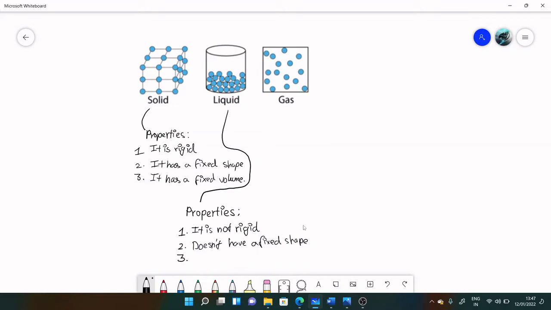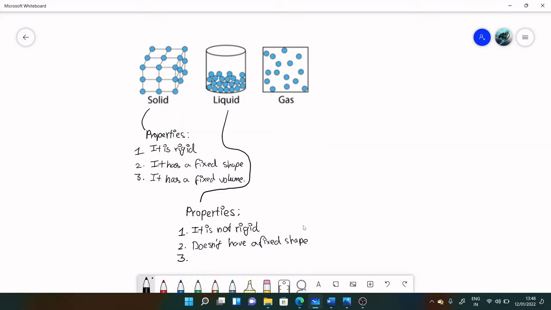Now, volume. Do liquids have fixed volume? Do one thing. Again, take a bowl and measure 50 ml of water into it and pour it into the bowl. Now, pour that 50 ml of water into a beaker. When you pour the water into the beaker, you will see that it would still measure 50 ml.